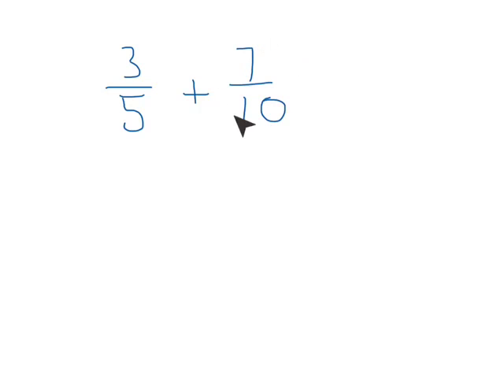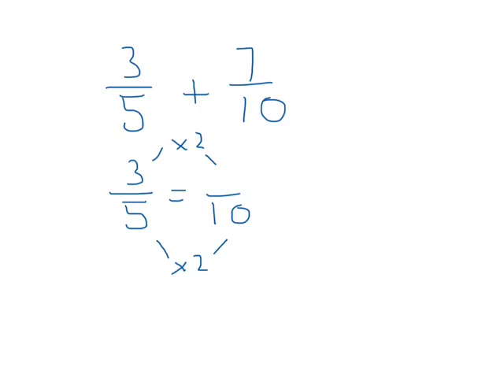This one is already tenths, so let's make 3/5 equal to tenths. 3/5 is equal to how many tenths? Whatever we do to the bottom, we have to do to the top. 5 times 2 is 10, so we have to multiply the 3 by 2, and that gives us 6. So 3/5 is the same as 6/10. So we can put our 6/10 there because they're the same.